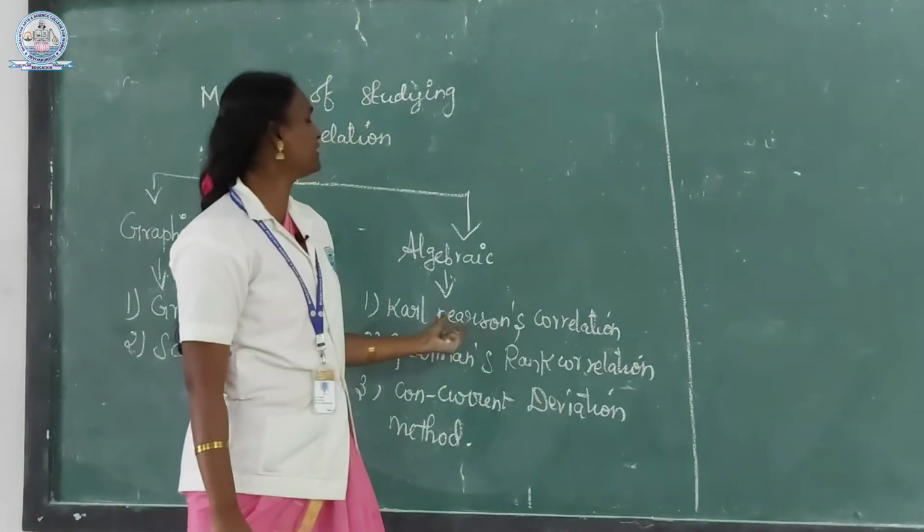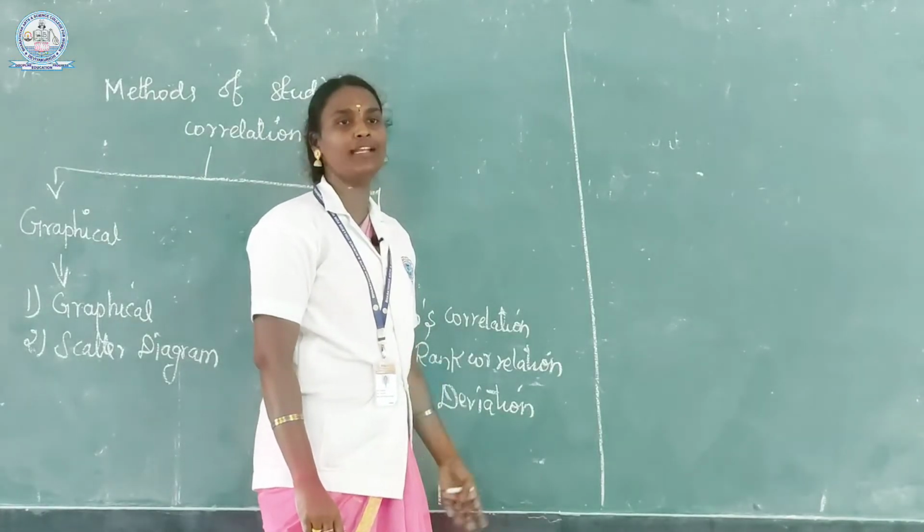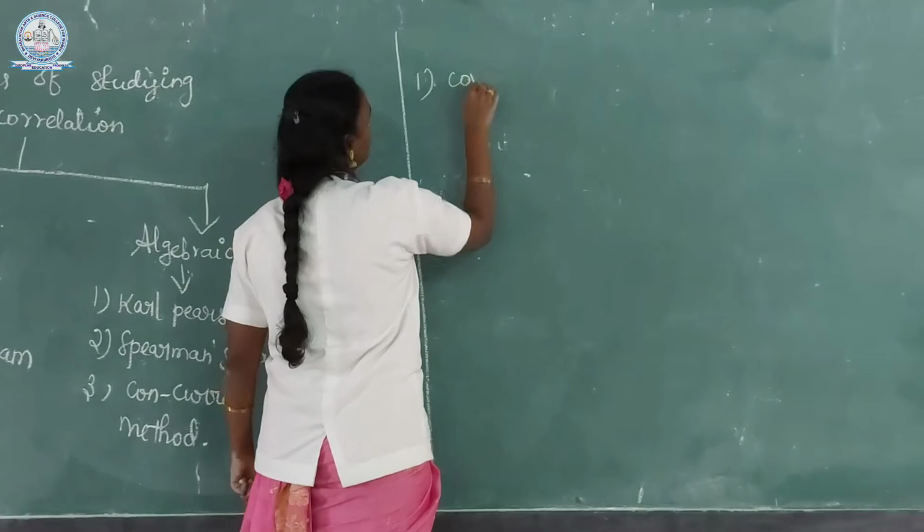Next, Karl-Pearson correlation. For Karl-Pearson correlation there are many formulas we can use to find the value of correlation. So first one is the covariance method.